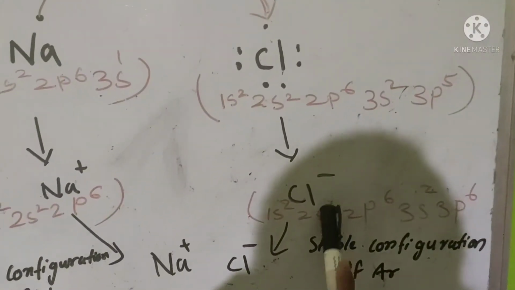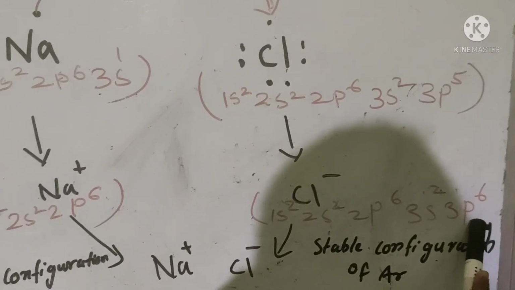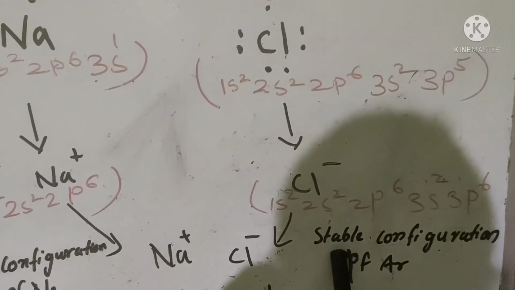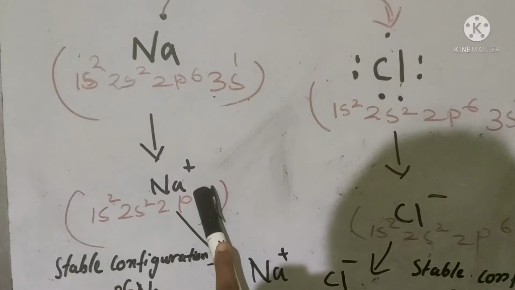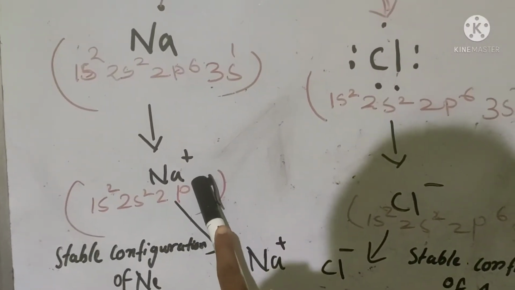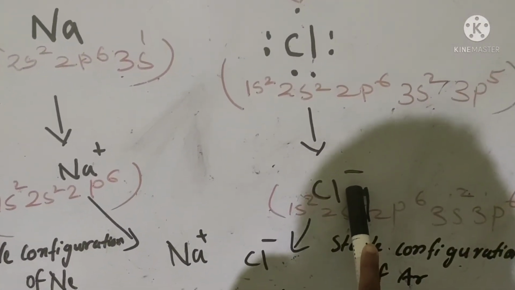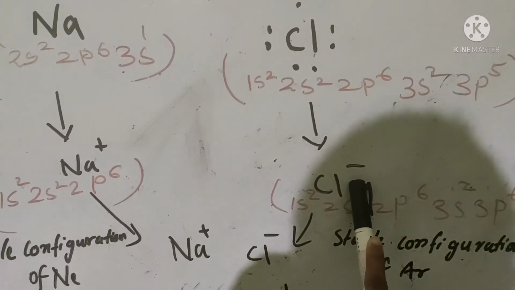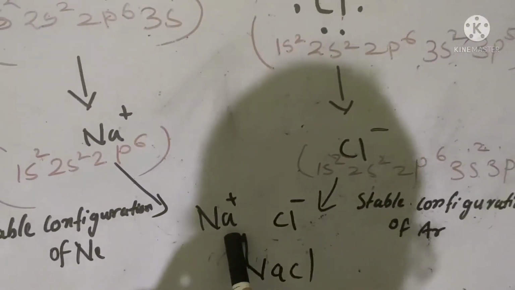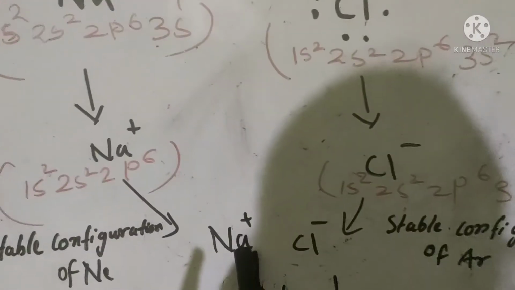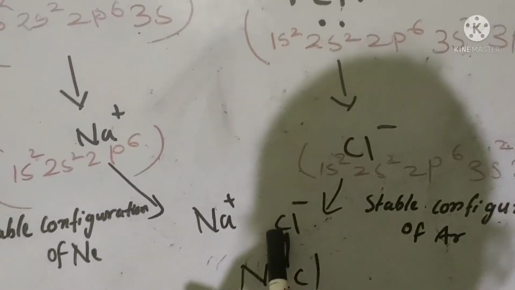Then chlorine becomes 1s2, 2s2, 2p6, 3s2, 3p6. So the chlorine attains the stable configuration of argon. The atom which loses electron and becomes positively charged is called a cation. And the atom which gains electron and becomes negatively charged is called an anion. As a result of this, a compound will form, that is NaCl, an ionic compound. Cation and anion are held together by Coulombic force of attraction to form the ionic bond.